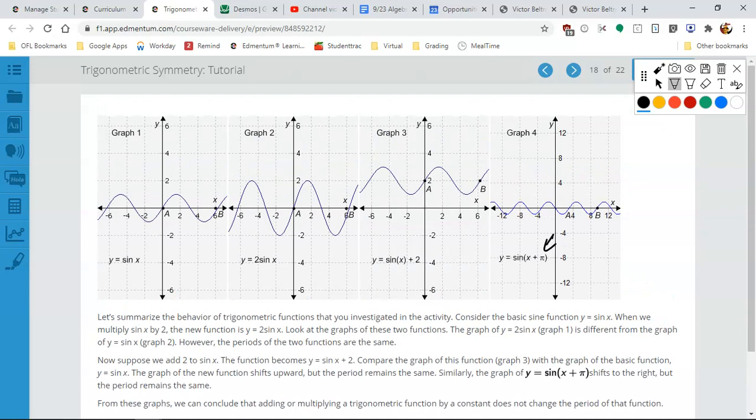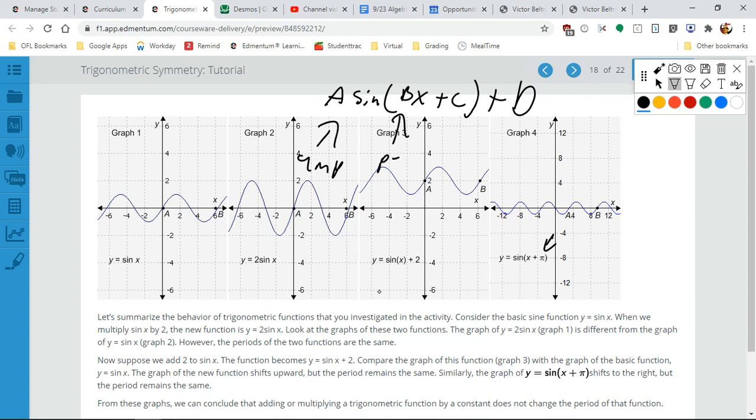So the general form for this is a sine of bx plus c plus d. This changes our amplitude. This changes our period. We haven't discussed that on these slides yet. This changes our horizontal. Technically, it's called a phase shift because there's a bunch of things that happen if we change the period and the horizontal and the phase shift.